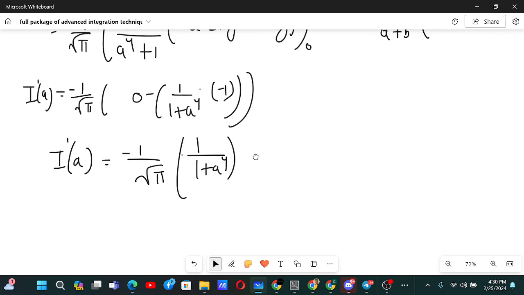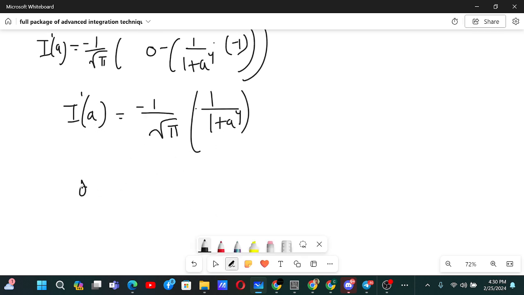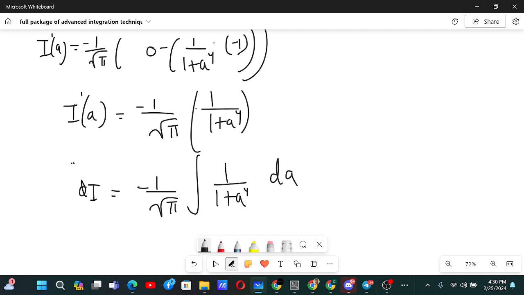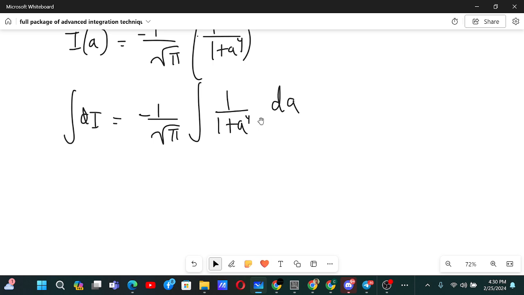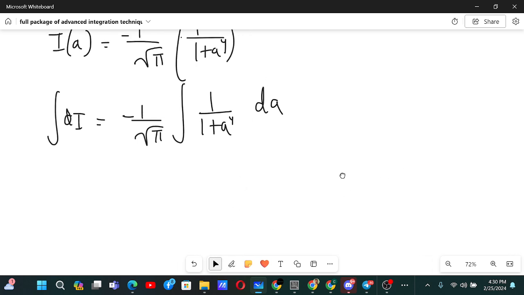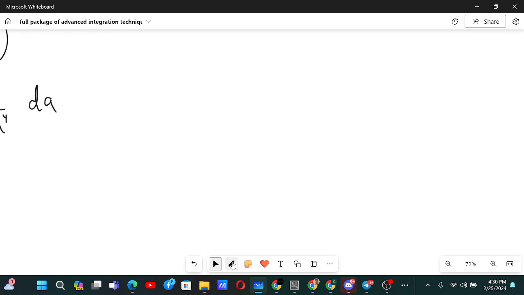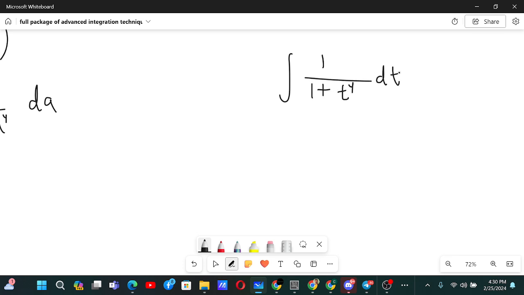Now we know that I dash of a is just dI by dA, so take dA to the other side: minus 1 by root pi, 1 by 1 plus a to the power 4 dA. Now integrate both sides. Now this is a pretty standard integral, and it does have a pretty standard approach as well, but that might look a bit complicated, but yeah, that is what it is. So let me show you how we integrate that function. Let's say we have the integral of 1 by 1 plus t to the power 4 dt. The approach is quite different.